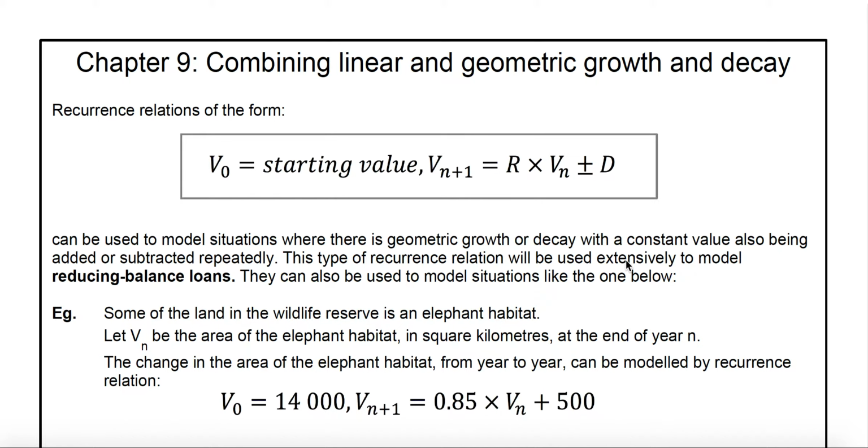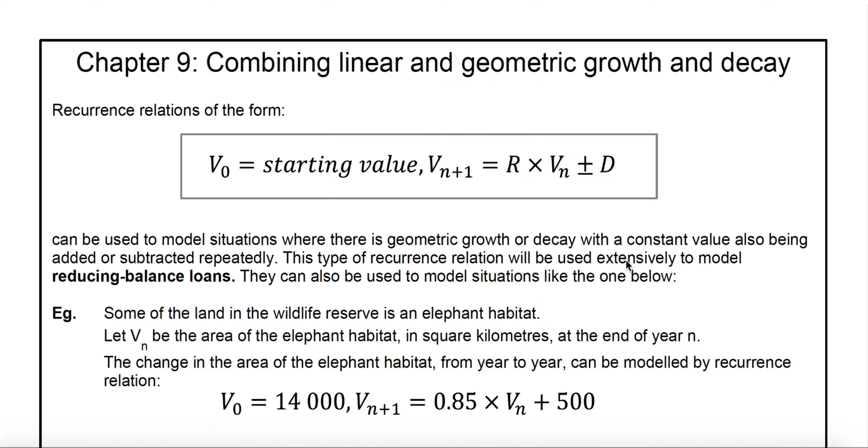In it, I'm going to take you through the first part of Chapter 9, as you can see. In Chapter 8, we looked at linear growth and decay, geometric growth and decay, and at the start of Chapter 9, we're going to start to see what happens when we combine the two of these. So as you can see, we are going to be using recurrence relations again.